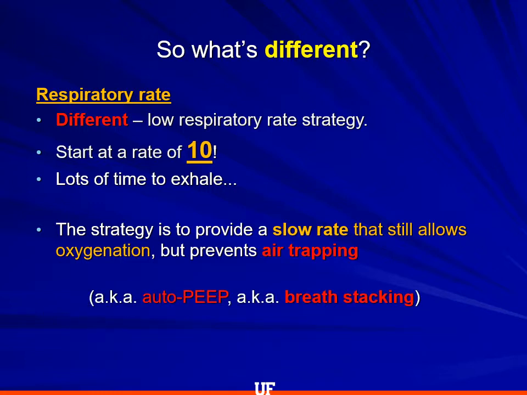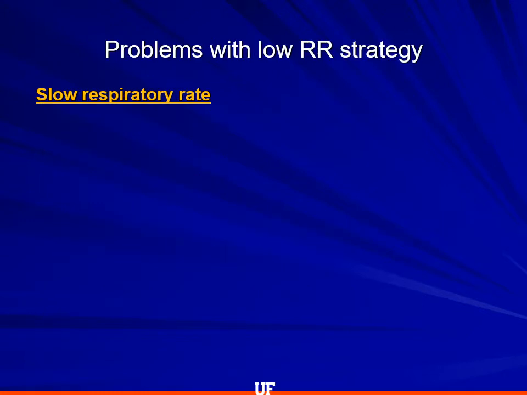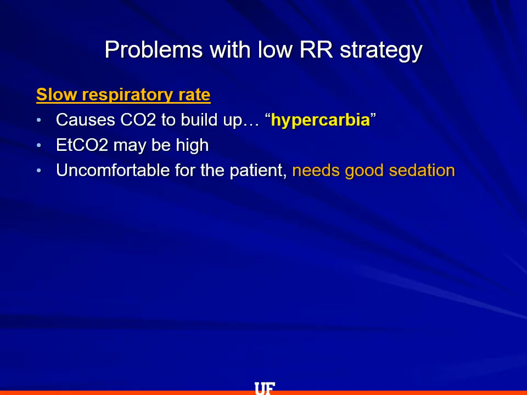Forcing air in before air can get out is called air trapping or auto PEEP or breath stacking, and it's very dangerous. The downside to this slow respiratory rate strategy is that it causes CO2 to build up in the blood. We call it hypercarbia, and your end-tidal CO2 might be really high, 50s or 60s or more. It's uncomfortable for the patient, you need good sedation to keep them nice and sleepy, but it's not dangerous if they've already got a tube in.